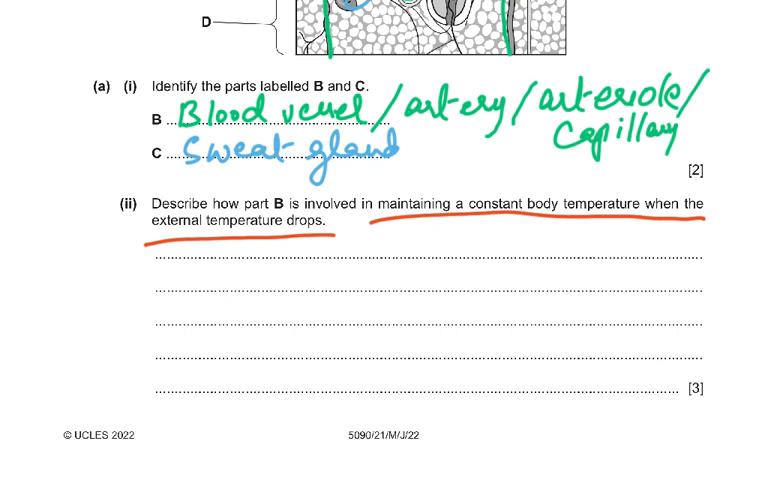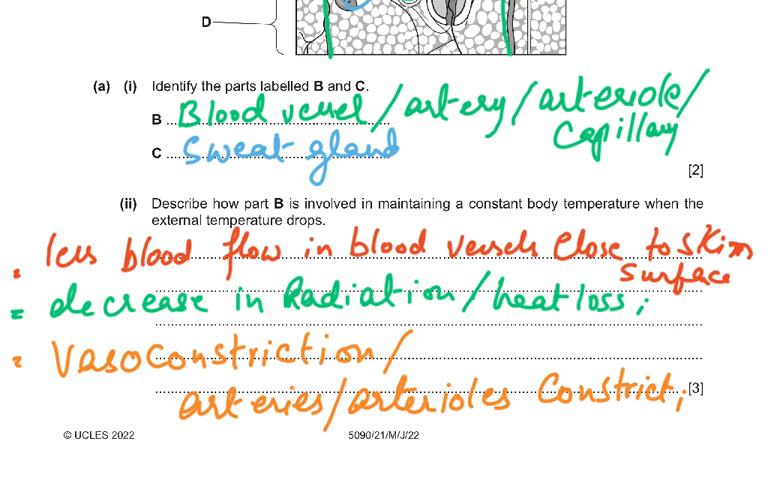So you had to really explain all that. If you knew all that, I'm sure you would have got your 3 out of 3 because this wasn't something very difficult. It was just vasoconstriction. Or even if you didn't write vasoconstriction and you described it, well, I would have given you your 3 marks. Now, when you look at the mark scheme, it says less blood flow in the blood vessels close to the skin surface, so decrease in radiation or heat loss.